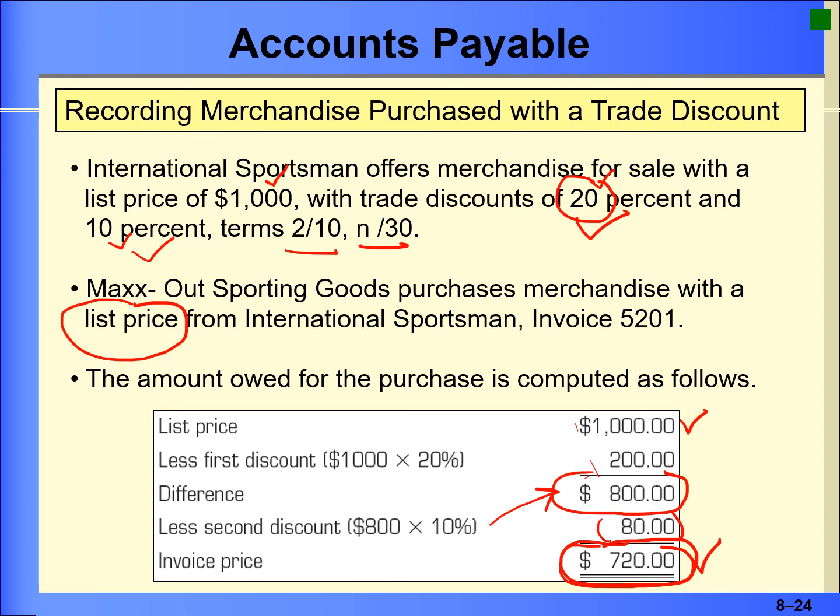Now, sometimes I see three or four of these percents. If they had said 20% and then 10%, and let's say the next one was 5%, then you'd go down here and take 5% of 720 and subtract that as well. So basically, that's how the trade discounts work. You just have to keep multiplying the percentages and keep deducting to get down to the net price.